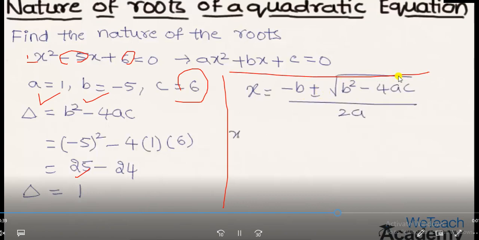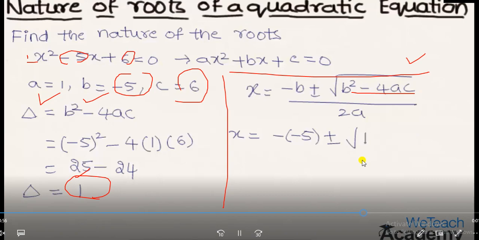So let us find them out. x equals minus b plus minus root of b square minus 4ac, upon 2a. This is our quadratic formula. Now, minus b value is what? b value is minus 5, so we will get plus 5. Plus minus, this is our D. The D value we found is 1, so put 1 here. Now upon 2 into a. a value is 1, so we put that here. So we will find 5 plus minus under root 1, which is 1.